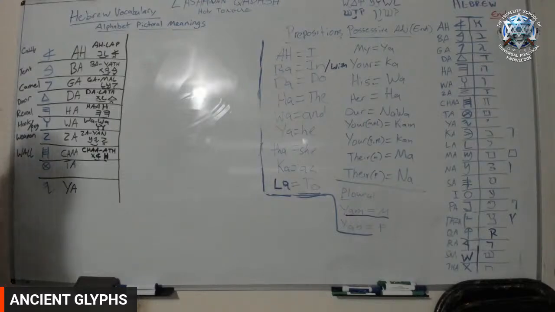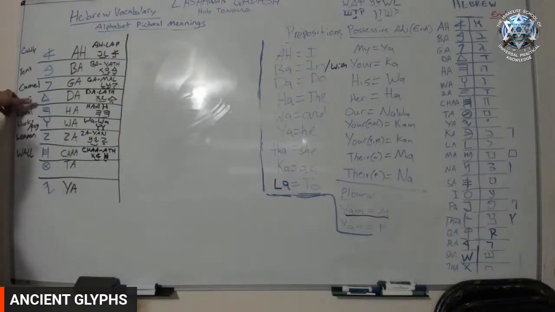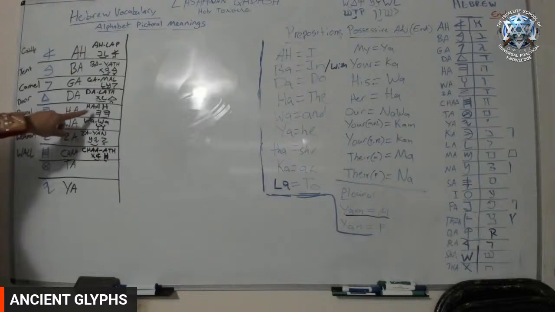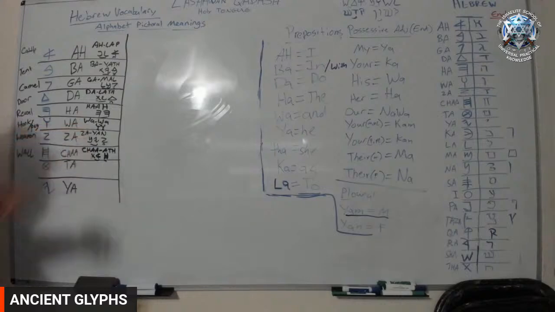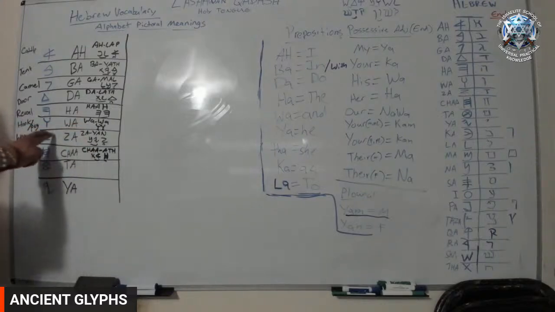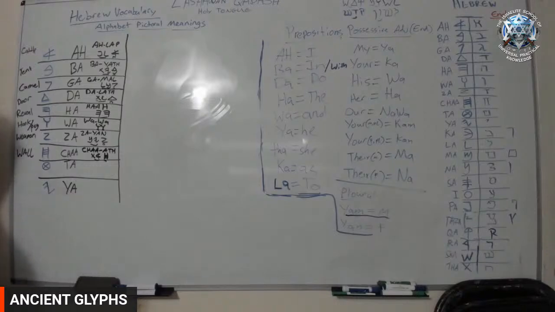All right, reveal, which is Ha, is pronounced Ha. Hook, Wa, represents the hook, and it's pronounced Wa. Za represents the weapon, and it's pronounced Zayin. Kha means wall, and it's pronounced Khet. Now we have more vocabulary.